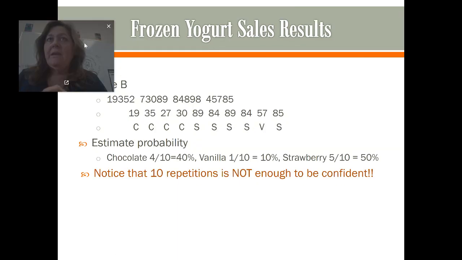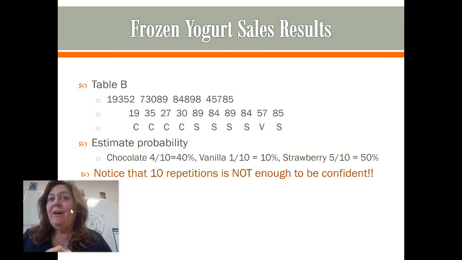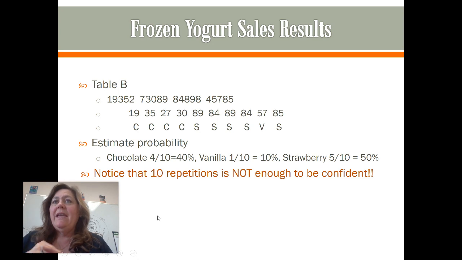Okay. Here's what I got. If you didn't stop it, now you see what I got. I went to table B. There are the numbers that I used starting on row 112, and you label them. You put down what number you got. 19 is chocolate, 35 is in the chocolate range. Now you see that we got 4 strawberries in a row after a while, then 1 vanilla, and then the last one a strawberry. So now our conclusion is we estimate that we'll sell 40% chocolate, 10% vanilla, and 50% strawberry.